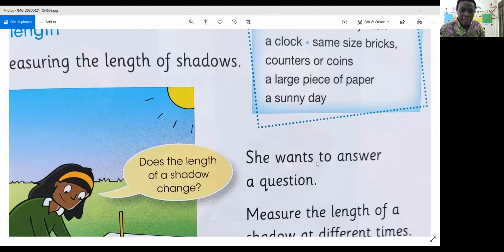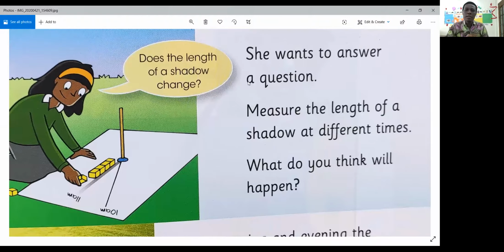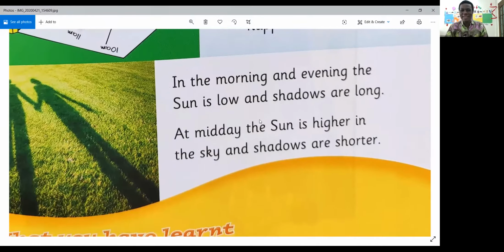Now, in our book, to finish, what did they say? She wants to answer this question. Does the length of the shadow change? Yes, the length of the shadow changes. Measure the length of a shadow at different times. So I told you to make a sundial and to draw your own shadow. So can you also at the same time try to measure the length and tell me what you have? What do you think will happen? I'm waiting for your answers and suggestions.